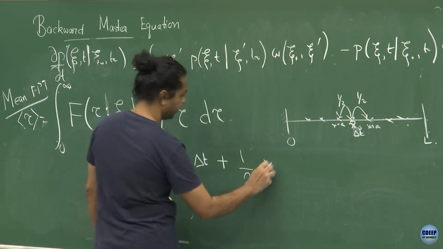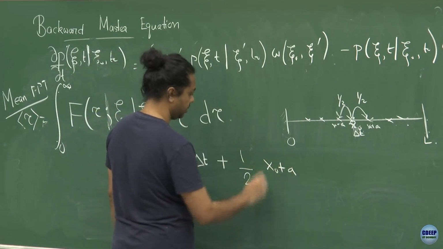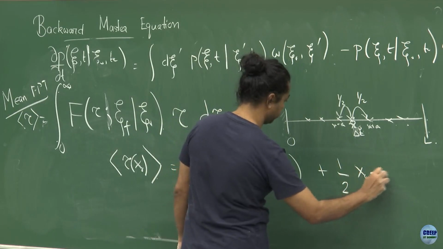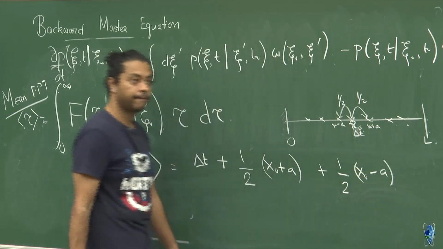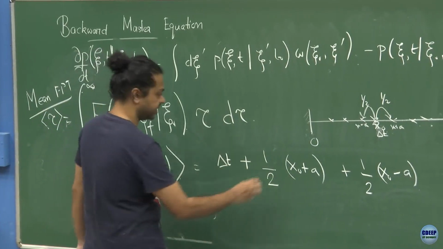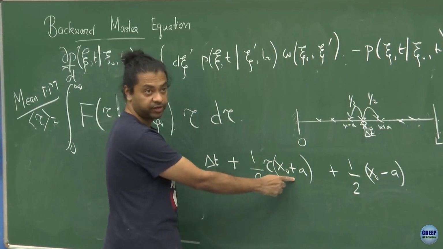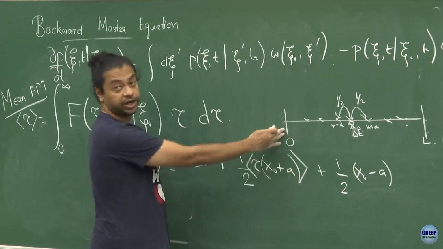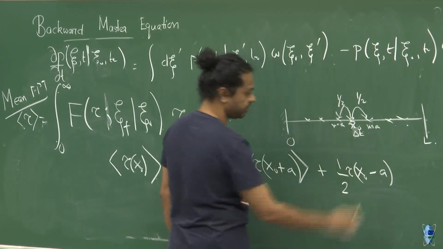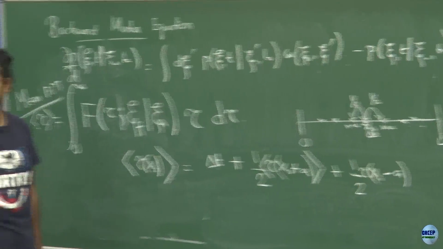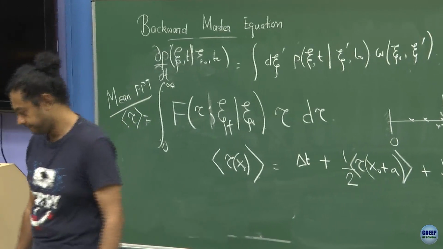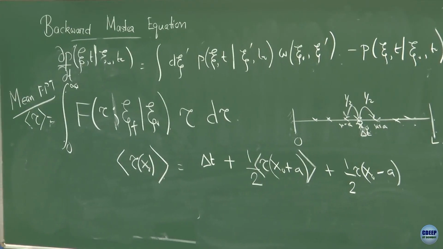This step takes some time delta t, and at the end of that step, with probability half, I am at the site x naught plus a, and with probability half, I am at the site x naught minus a. Once I am at the site x naught plus a, it takes me some mean time tau of x naught plus a to reach the boundary conditions that I have set, or if I am at x naught minus a, it takes me this time tau of x naught minus a. So, I write down a recursion relation for these mean times. Is this clear?